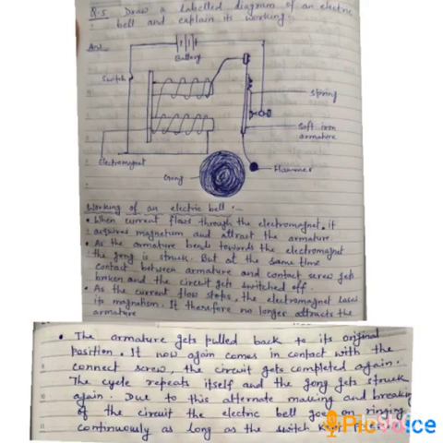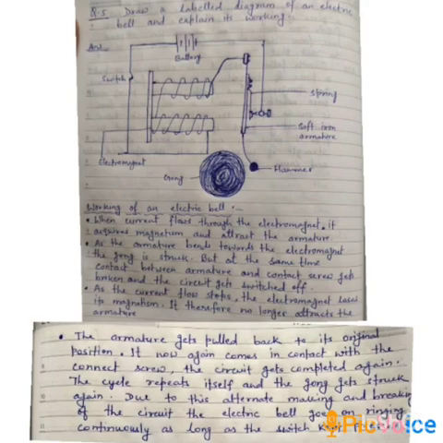As the armature bends towards the electromagnet, the gong is struck, but at the same time, contact between armature and contact screw gets broken and the circuit gets switched off. As the current flow stops, the electromagnet loses its magnetism. It therefore no longer attracts the armature. The armature gets pulled back to its original position. It now again comes in contact with the contact screw and the circuit gets completed again.